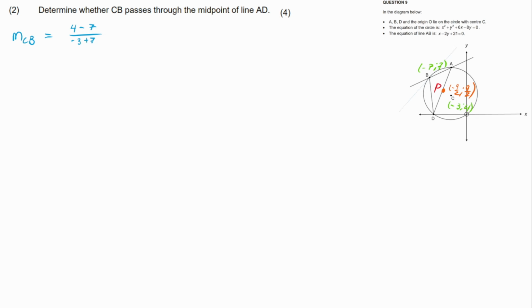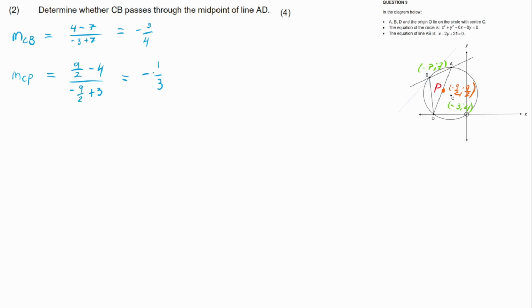So that becomes a plus 7. And when we evaluate that, we get that the gradient is negative 3 over 4 for CB. Now we do the same for CP, the gradient of CP. And when we evaluate that, we're going to be getting 9 over 2 minus 4 over negative 9 over 2 minus negative 3. So that becomes a plus 3. And when we solve for that, this gives us negative 1 over 3.